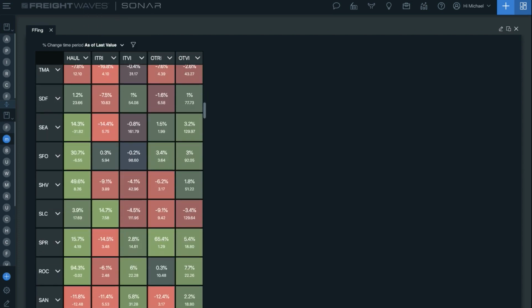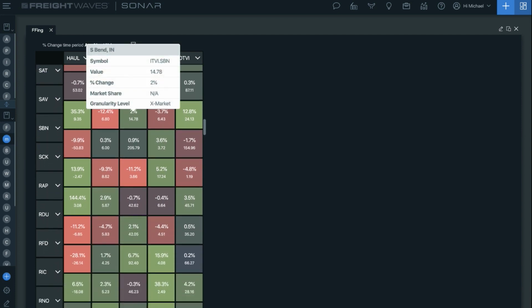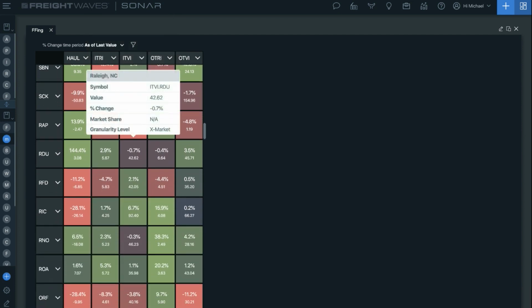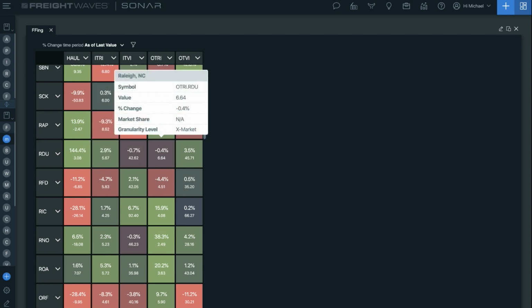So if I go down and look at Raleigh, which we were looking at earlier, and excuse the trending, but now we see a little bit of a different picture going on here in Raleigh. We were looking at the outbound tender volumes up 3.5%, and we were looking at the OTRI at minus 0.4, thinking, okay, it's relatively flat, stable.